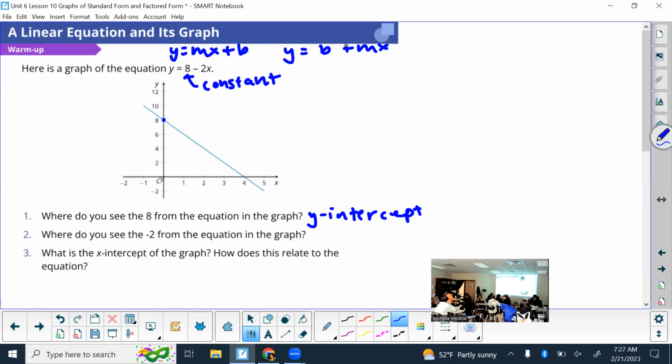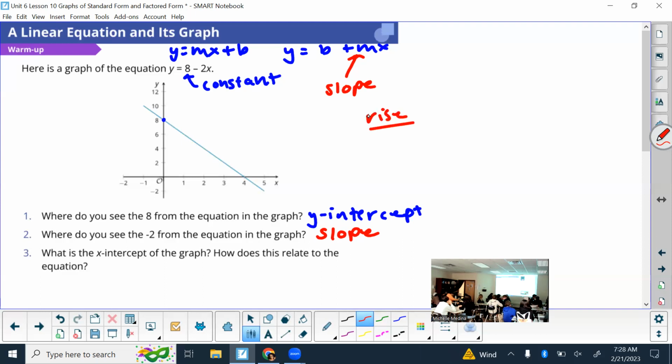Table 4, where do you see the -2 from the equation in the graph? I believe that it's the slope of the equation because it's in the spot in the end. Okay, m equals. Okay, good. So where this is located, which is in front of the x, is in the spot of the slope. So slope on a linear graph is what over what? Class.